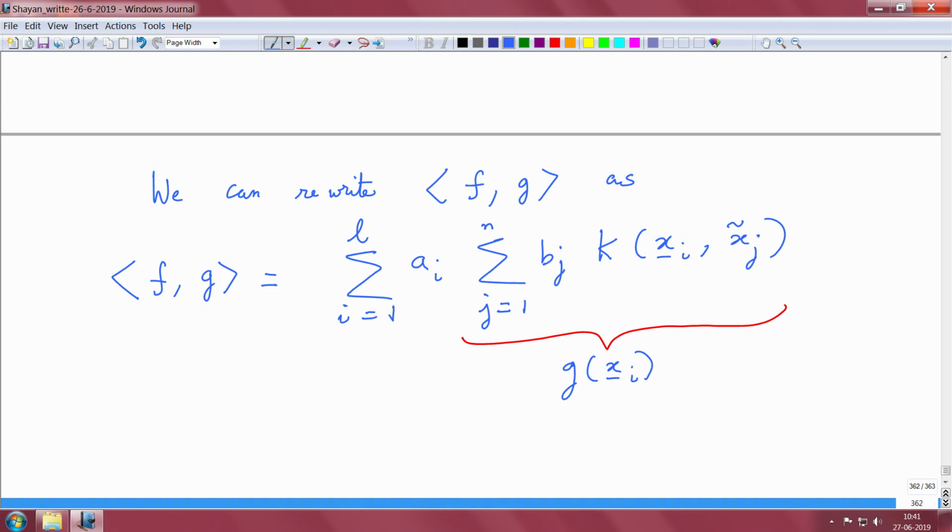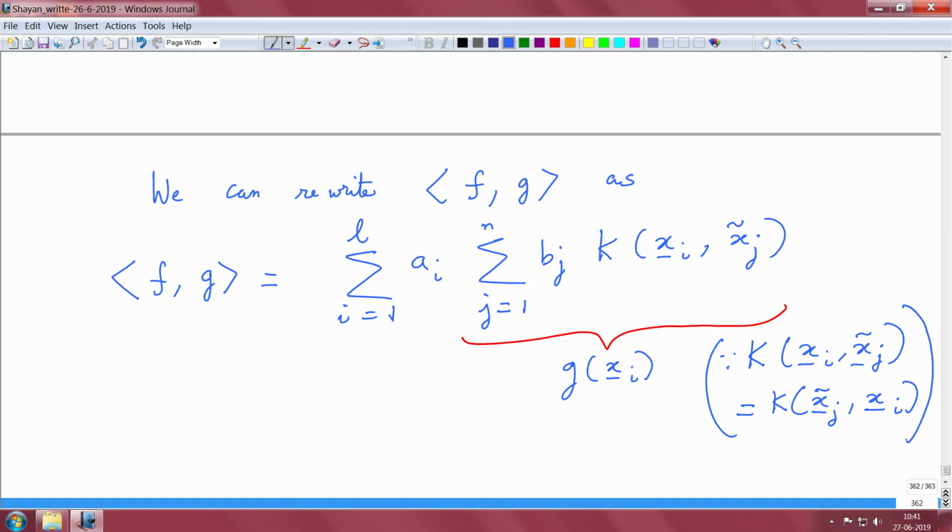And what property have I used in this process? The kernel is symmetric, because k(xi, xj tilde) is k(xj tilde, xi) because of this symmetric property. This is a very important property.